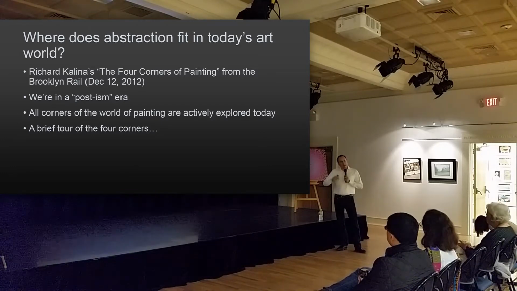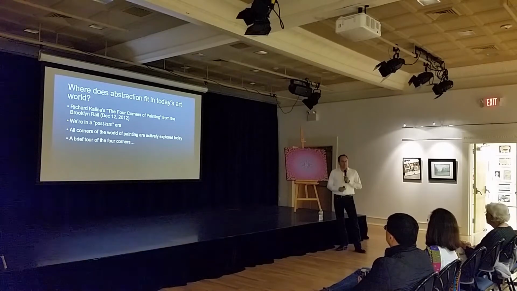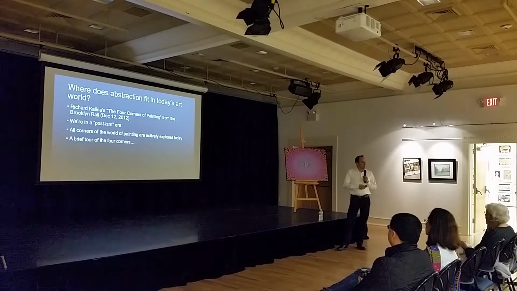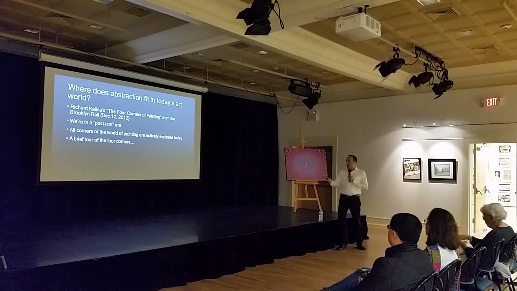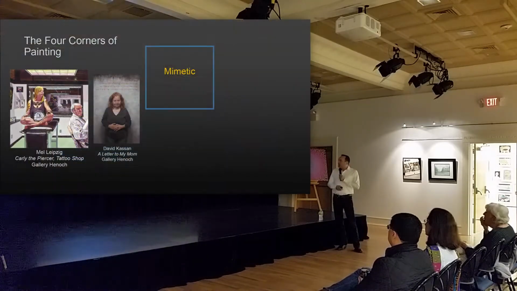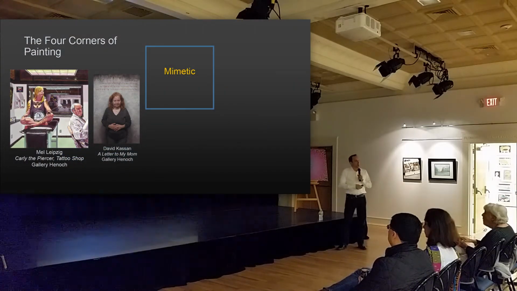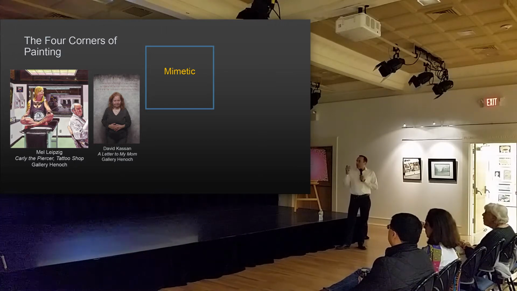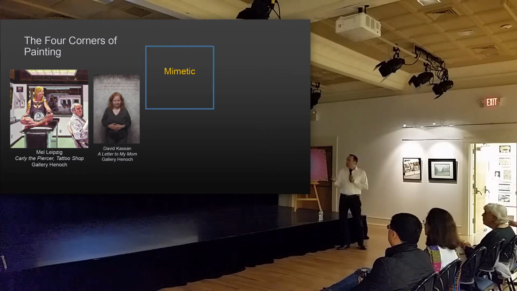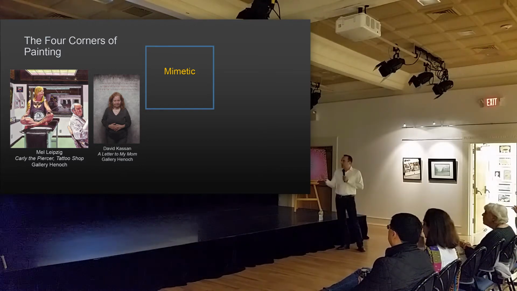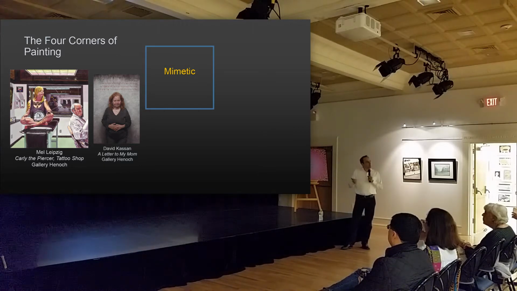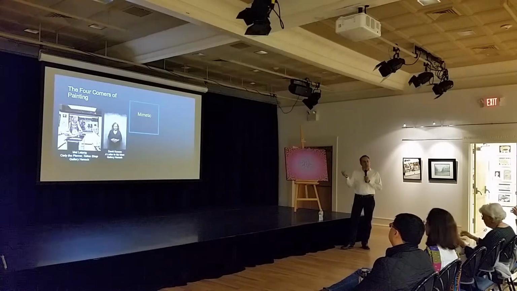So we're past conceptualism, minimalism, impressionism, all those things, and really all corners of the painting world are active today. So for a brief tour of those four corners, if we start with what Kalina calls the mimetic, which is a focus on representation, exactly what we see. Here you see a couple of familiar names: Mel Leipzig, who just about everybody here knows, and David Casson, two of my favorite contemporary artists who work in the mimetic or representational style, where the essence is trying to capture what you see on canvas.